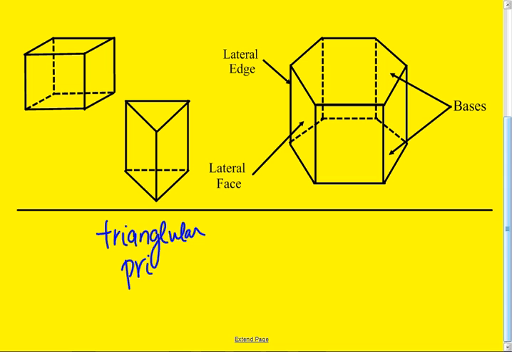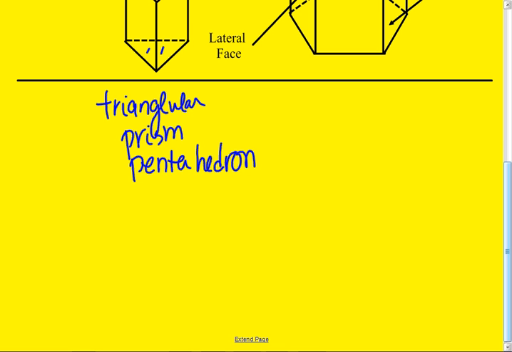How many faces are there on a triangular prism? Two triangles, and then how many rectangles going around? Three. So it would be a pentahedron. But that doesn't tell me much, so I don't really like that name. That's just me.